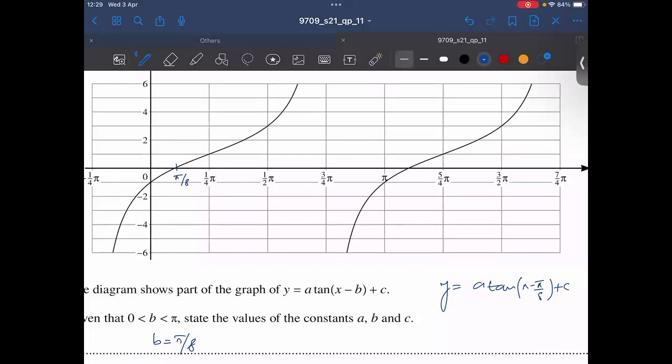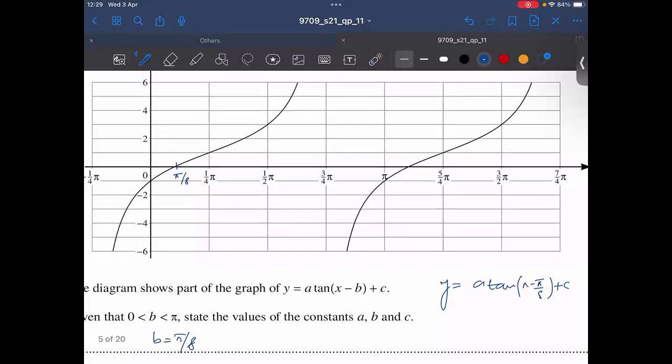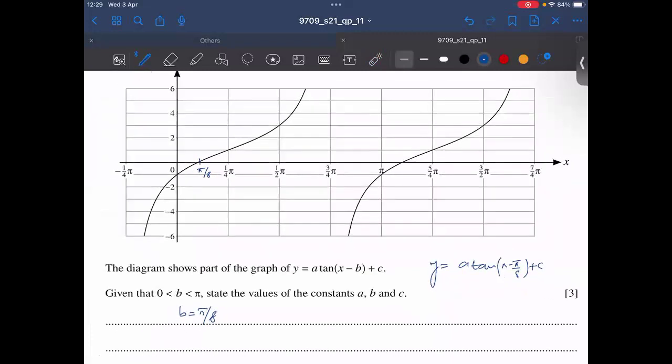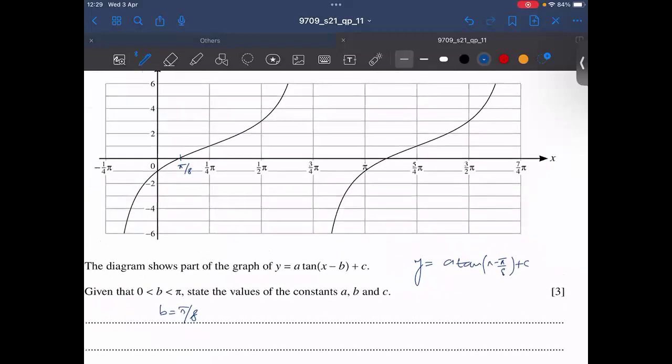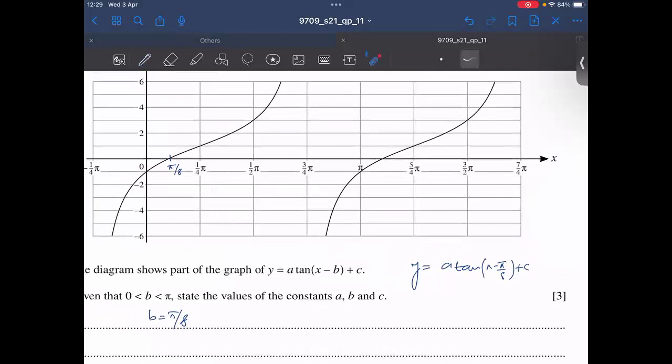Sir, in the data booklet, the C is given as +1. C is given as +1. Yeah, we need to do some calculations. Yes. Yeah, we need to do some calculations. So B is correct, pi by 8.